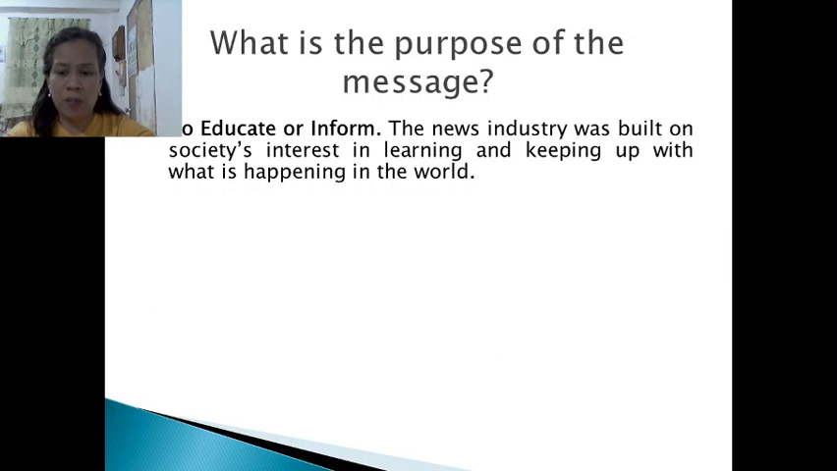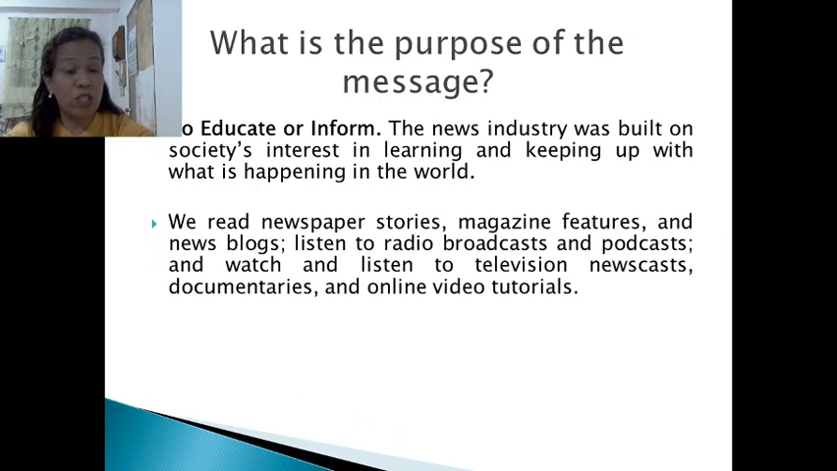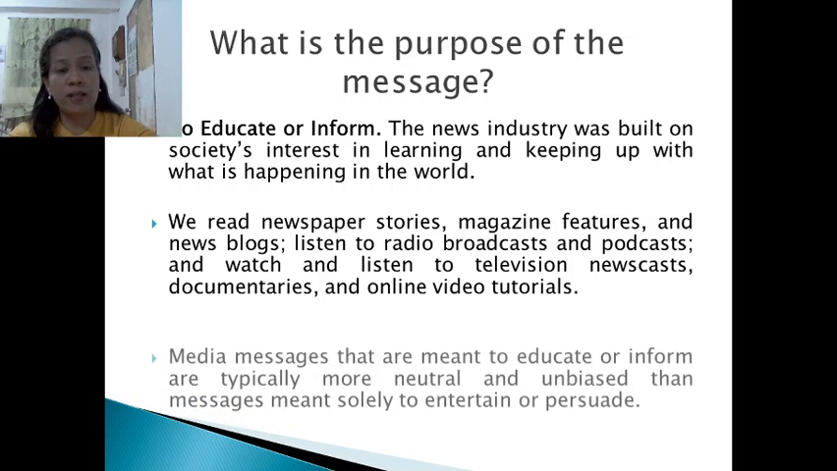So, what is the purpose of the message? First is to educate or to inform. The news industry was built on society's interest in learning and keeping up with what is happening around the world. Read newspapers, stories, magazines, features, and news blogs. Listen to radio broadcasts and podcasts, and watch and listen to television newscasts, documentaries, and online video tutorials.